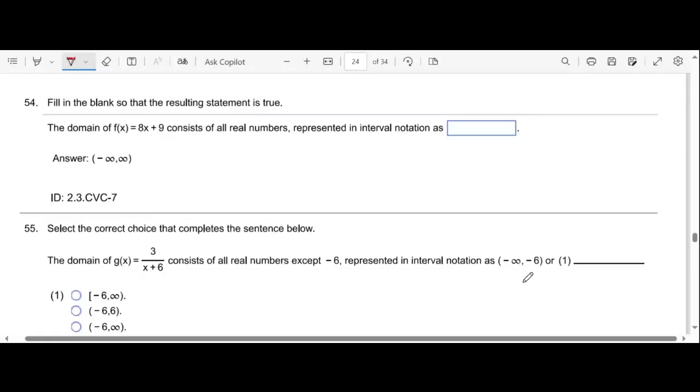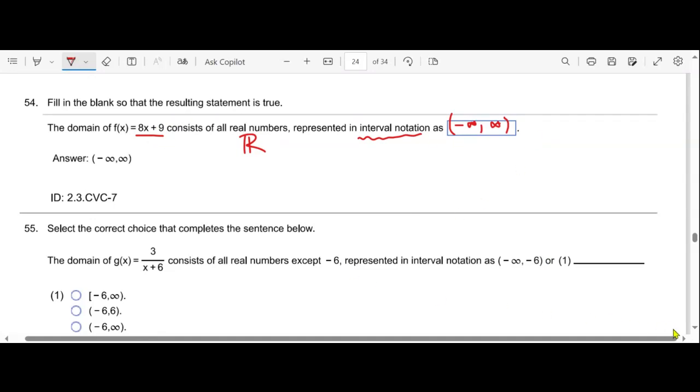Abdullah, read 54. The domain of f(x) = 8x + 9 consists of all real numbers, represented in interval notation as... So how can you write all real numbers? Minus infinity to plus infinity. Open or closed? Open, open. Good. Since this is in the numerator, there is no denominator. So it's always from negative infinity to positive infinity.